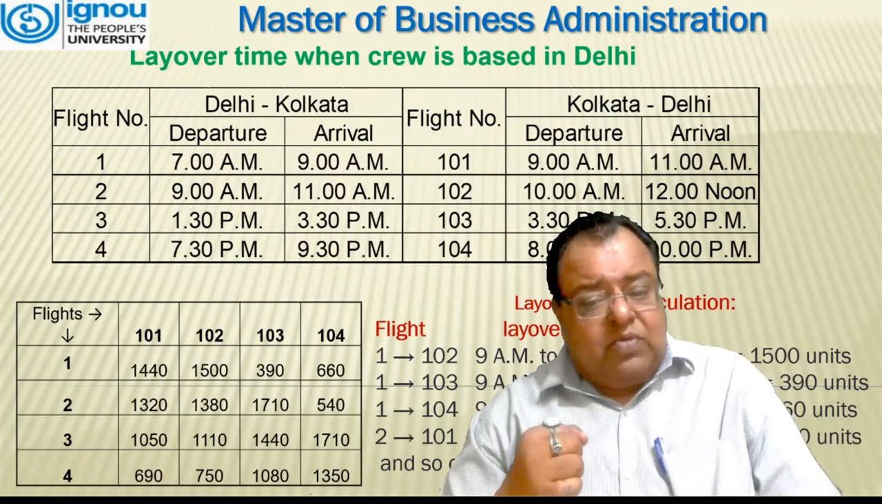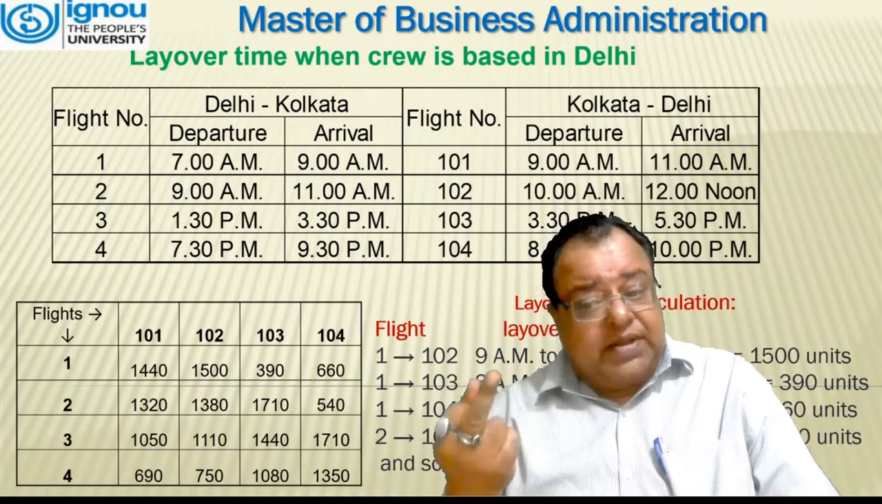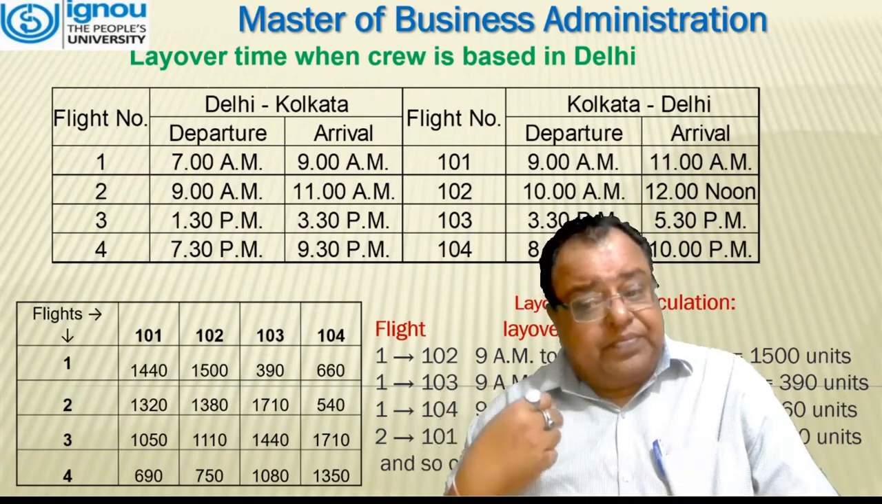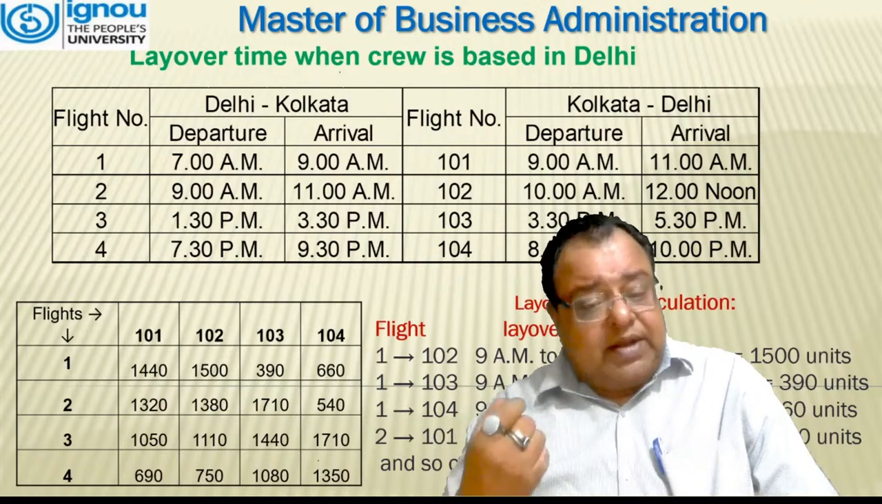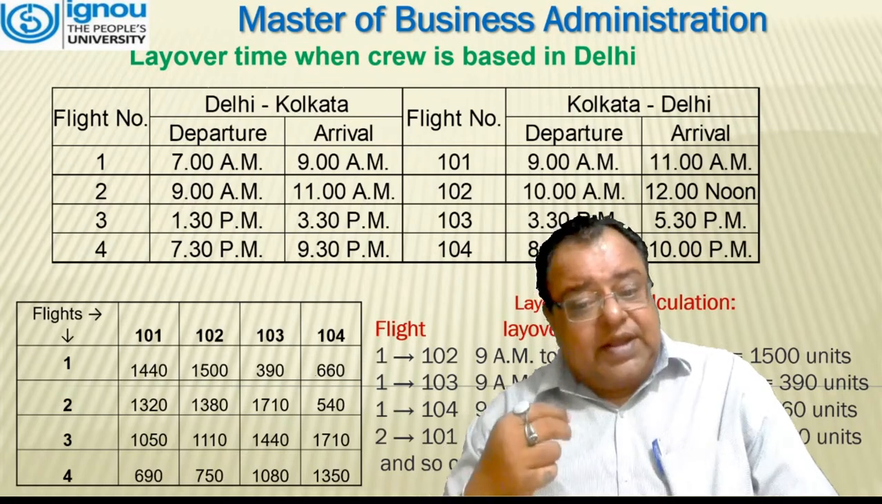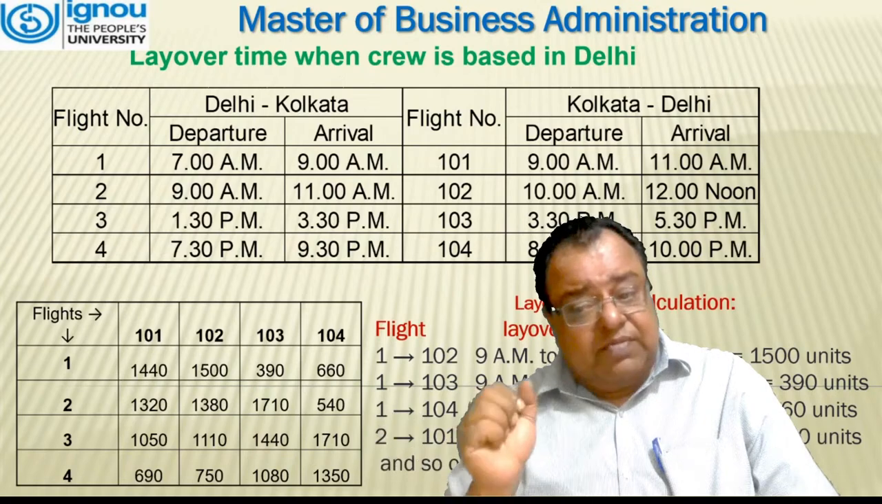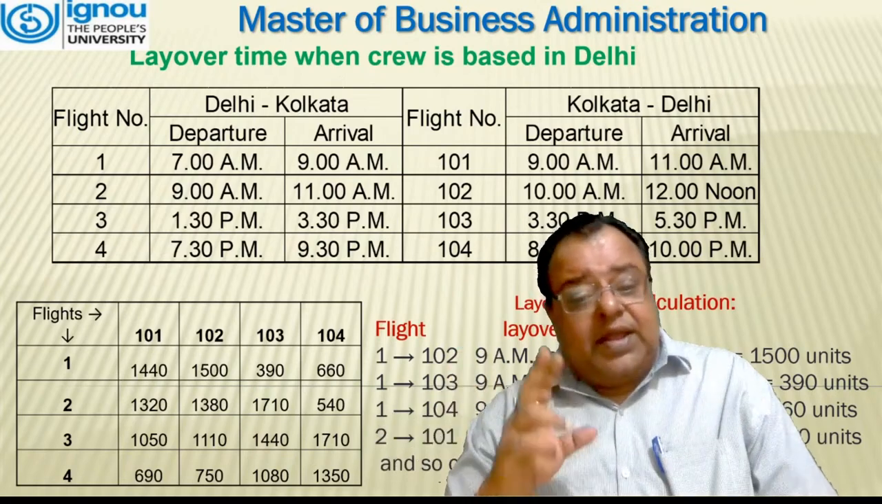1 to 102 is 9 a.m. to 10 a.m. the next day. So that means 1500 units. Similarly, for 1 to 103, it is 9 a.m. to 3:30 p.m. That is 6 hours 30 minutes. That comes out to be 390 units.